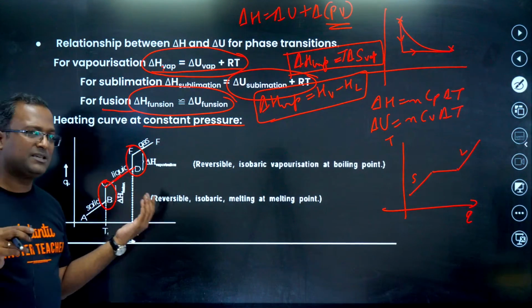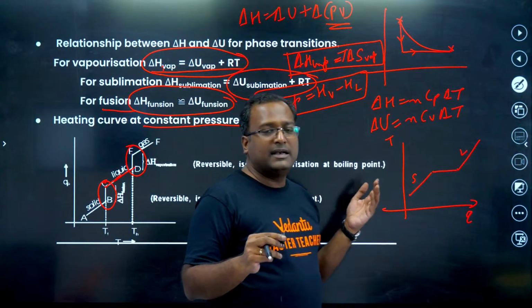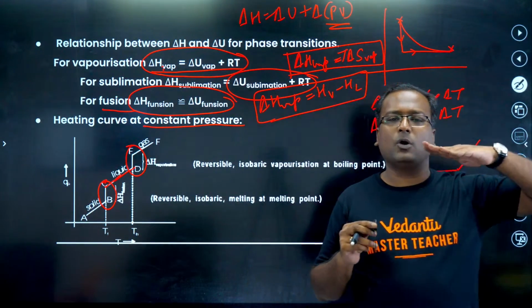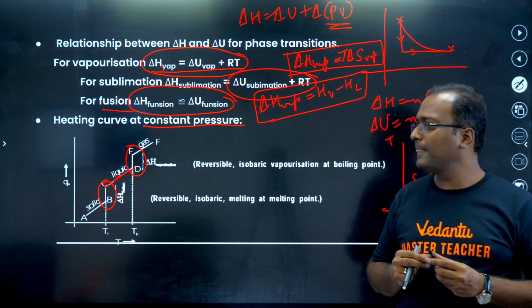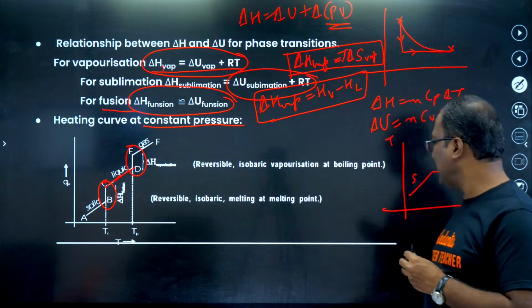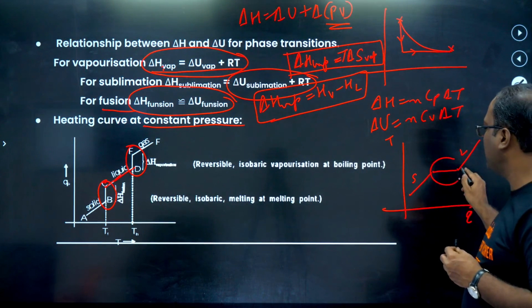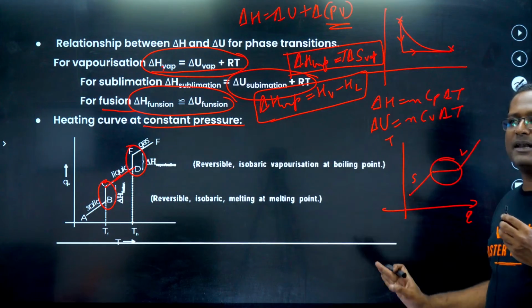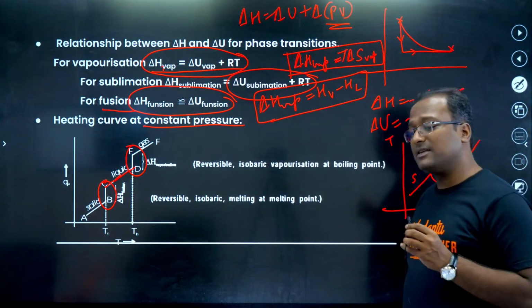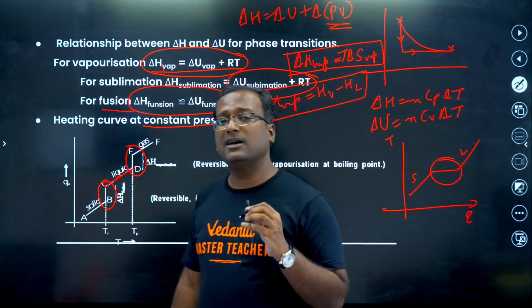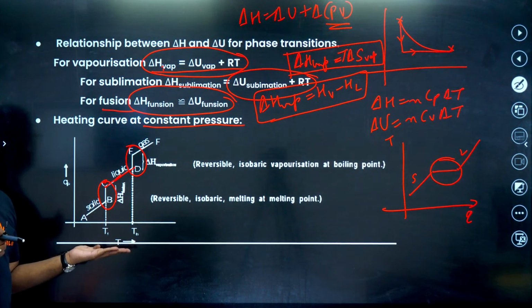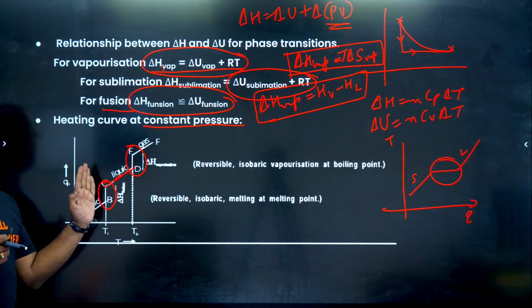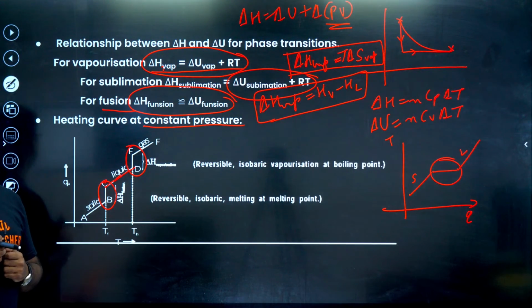So if a general question is asked in exam, guys, a horizontal line is obtained in the melting curve. Is that a right statement? A horizontal line is obtained in the melting curve. Is a general statement like this correct? No, a general statement like this is not correct. It all depends on how we have defined the y and x axis. As you can see in this case, it's a vertical line, not a horizontal line.